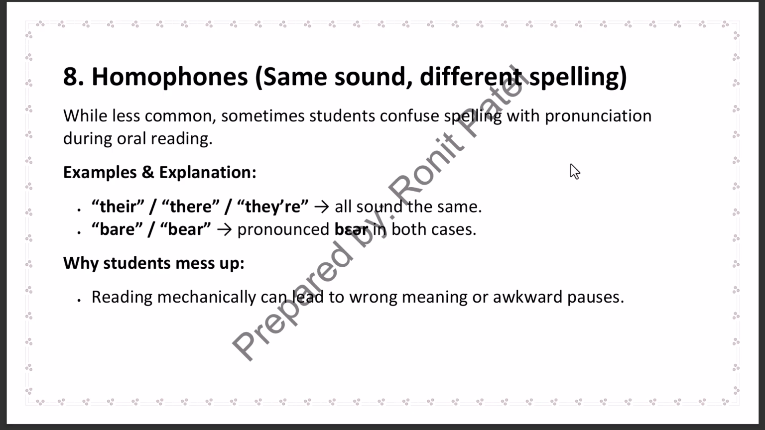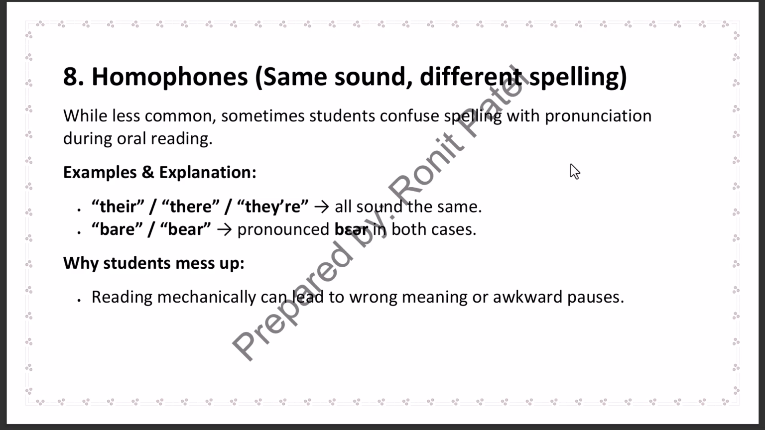Next, we meet a quieter but very interesting challenge, homophones. These are words that sound the same but have different spelling and meaning. For example, there, their, they're. All identical in sound but different in grammar and meaning.